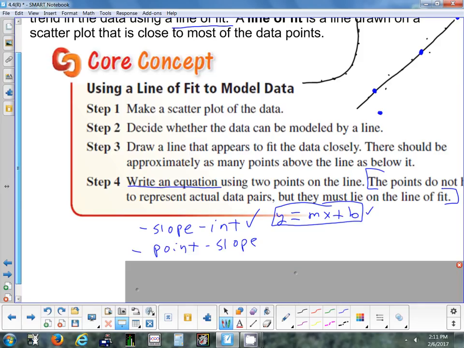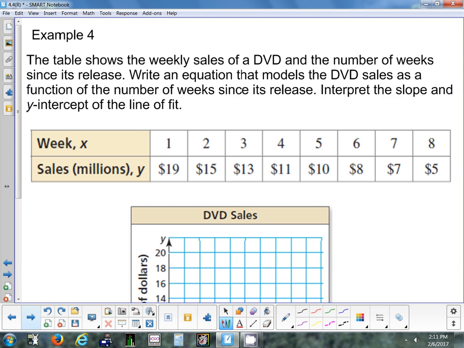All right, so let's look at that last one. It says the table shows weekly sales of a DVD and the number of weeks since its release. So in other words, when they released the DVD, how many copies of it sold right away at week 1, and then how many sales of the DVD at week 2. And what does it look like is happening the longer the DVD has been out? What happens to the sales? They what?